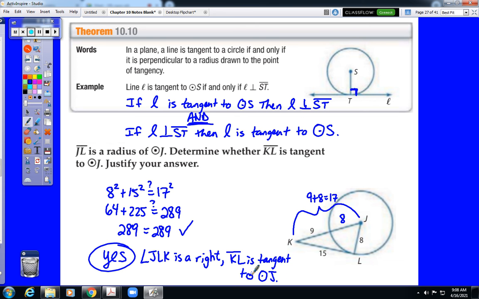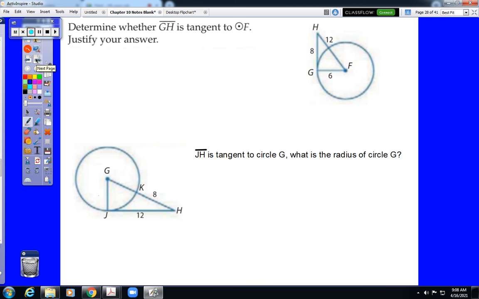Okay? So the next example is for you to try. Please pause the video and try it on your own, and then resume the video and see how you did. Again, that's that top example there. Pause the video and try it. Okay, so same sort of idea.